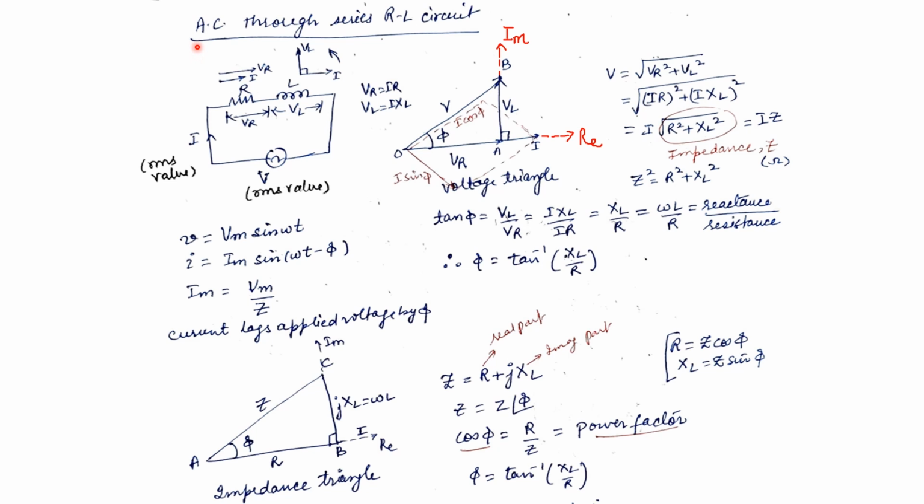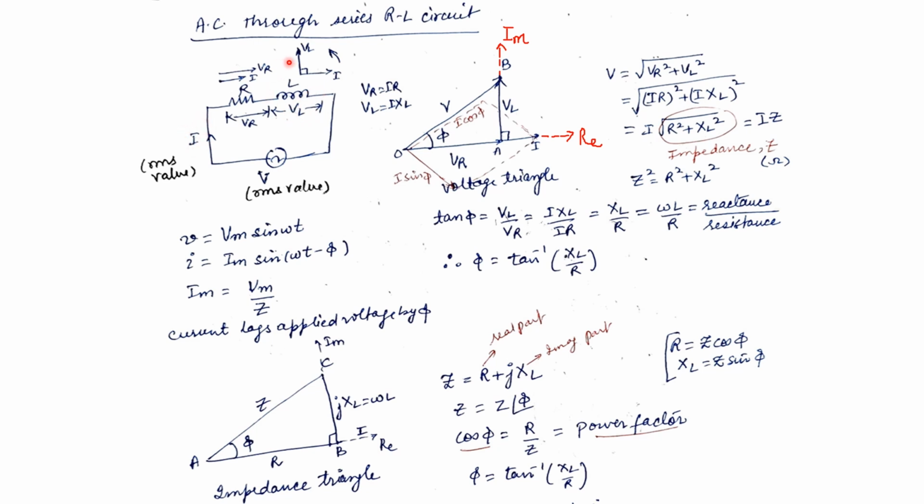Let us now analyze the AC through a series RL circuit, that is a circuit consisting of resistance and inductance in series. In this circuit, we have drawn the supply voltage. The values written here, capital V, denote the RMS value, and the capital I is also the RMS value. The current and voltage vectors for this resistive element have been shown here. Both are shown in phase. For an inductance, the voltage is VL across this and the current flowing through this is I.